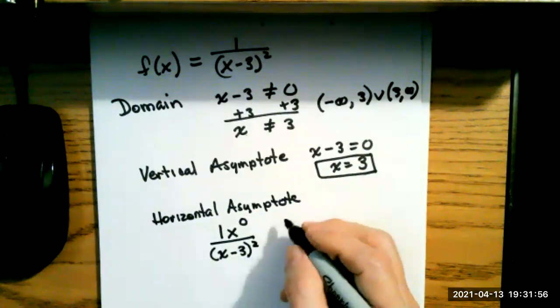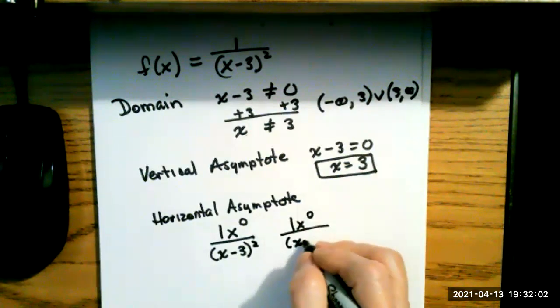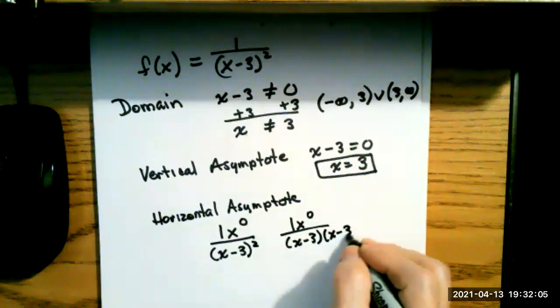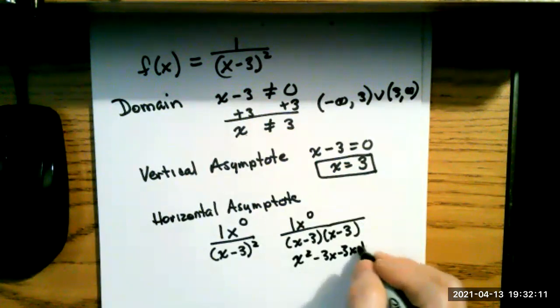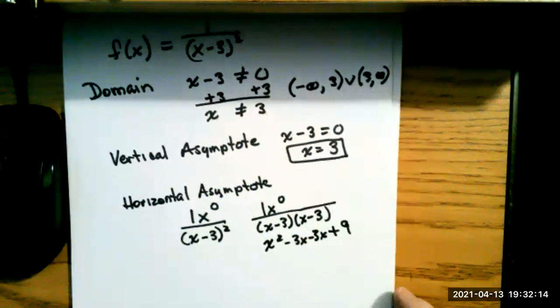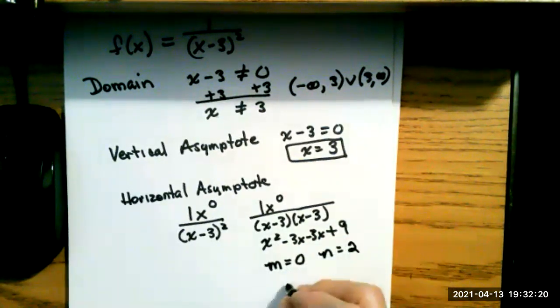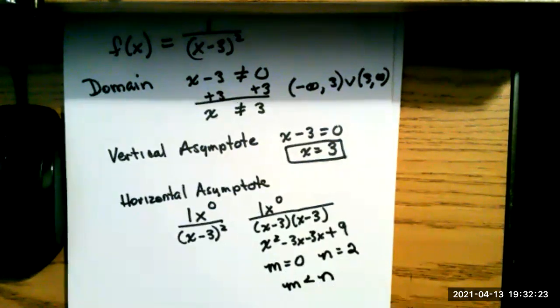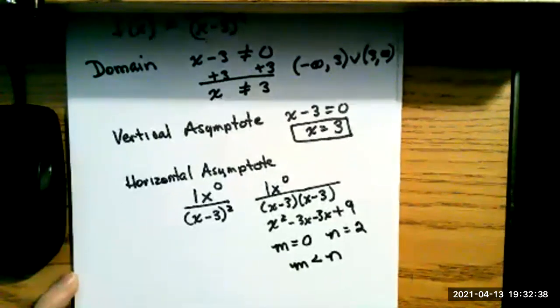And on the bottom on this one, I don't know if you can see it or not. Maybe I better multiply it out for you. This is really x minus 3 times x minus 3, which is x squared minus 3x minus 3x plus 9. So in the bottom, you have an x squared. So your M is 0 and your N is 2. So M is less than N. So use your sheet and tell me what your horizontal asymptote will be if your top exponent is smaller than your bottom exponent. What is it?